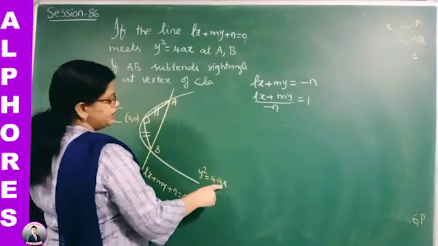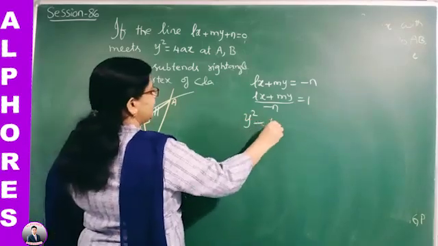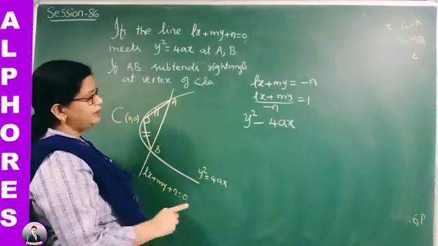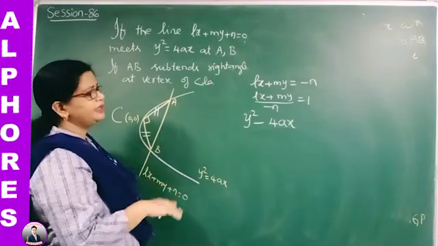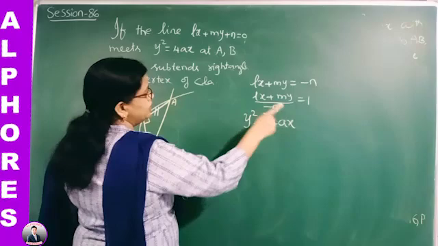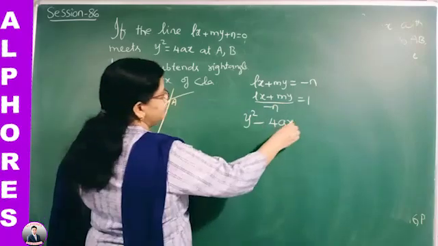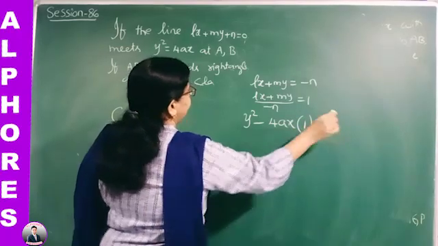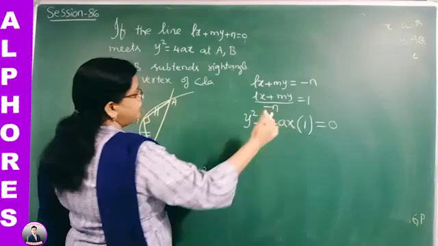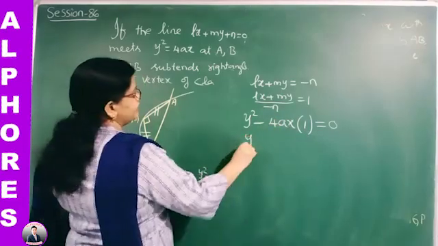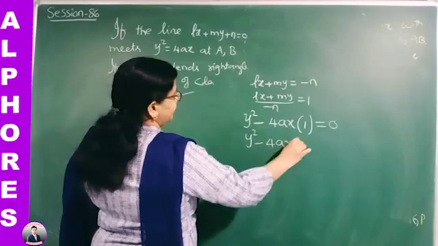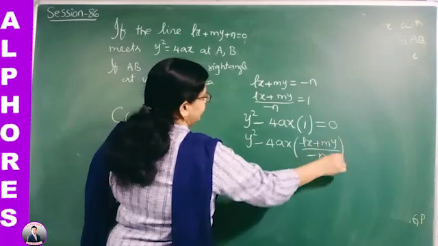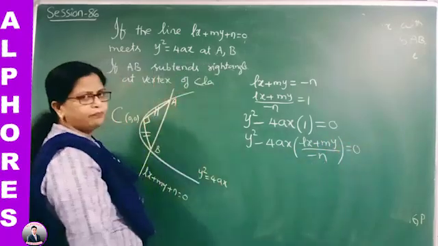And now this is y square minus 4ax, which is second degree, and we want homogenization, which implies we want to make the degree the same. Here the degree is 2, whereas here the degree is 1. So to make the degree the same, here we require one more x value. So only 1 we write. Okay, and if it is exclusively a constant, then we write it as 1 square. Now y square minus 4ax into this 1, which is nothing but Lx plus My divided by minus n, equal to 0.